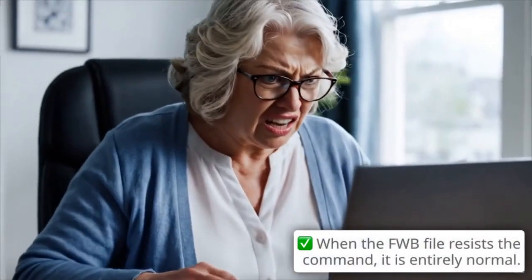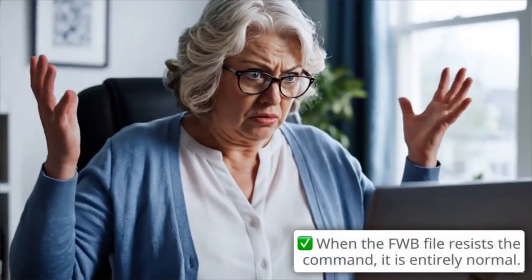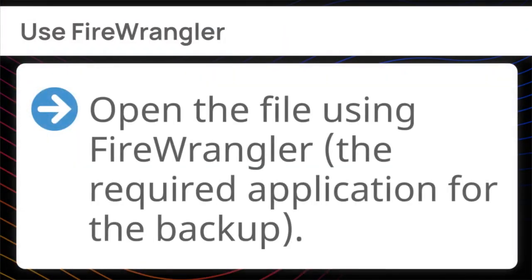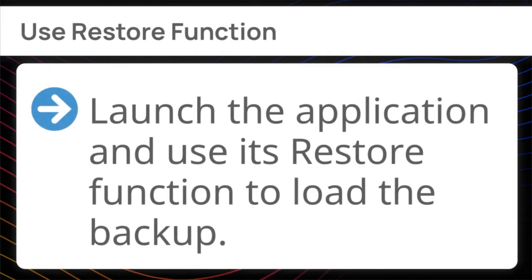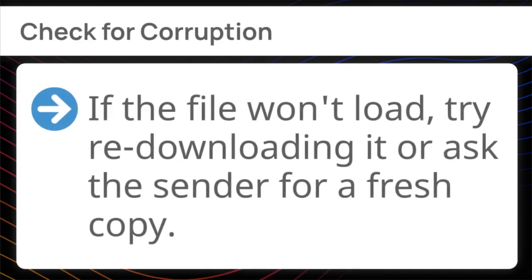We are moving straight into these 3 focused troubleshooting steps now. First, use FileWrangler. Open the file using FileWrangler, the required application for the backup. Next, use the Restore function. Launch the application and use its Restore function to load the backup. Finally, check for corruption. If the file won't load, try re-downloading it or ask the sender for a fresh copy.